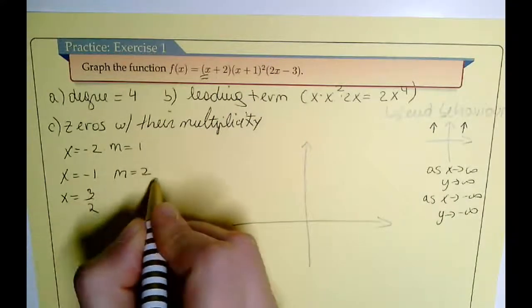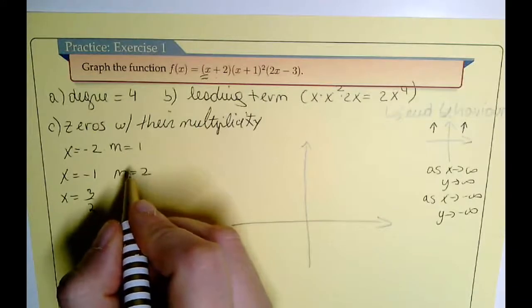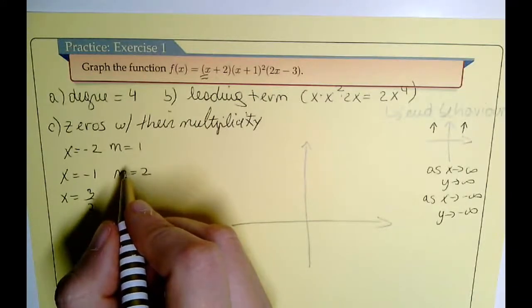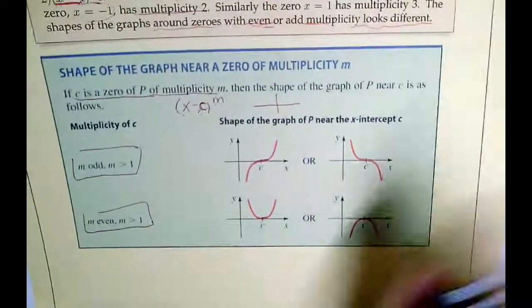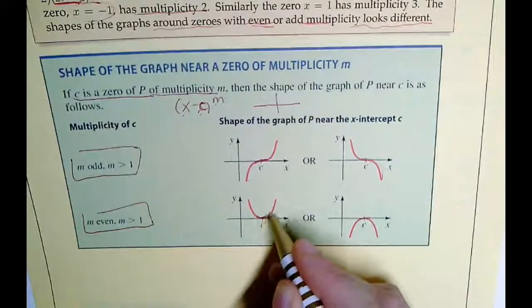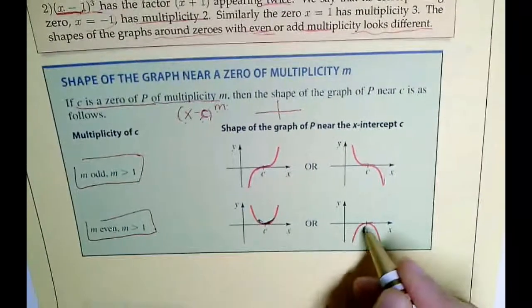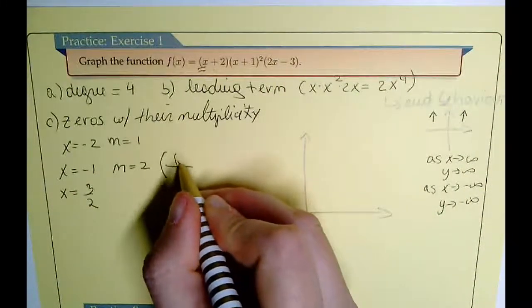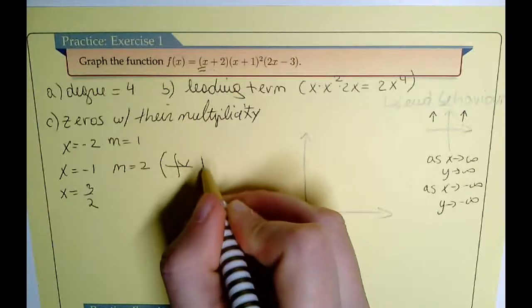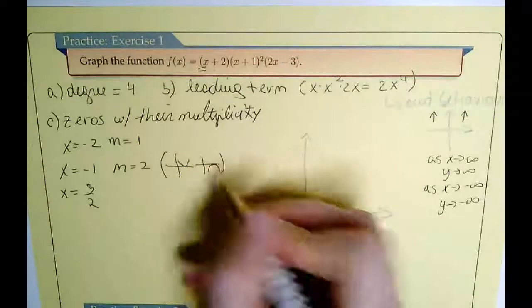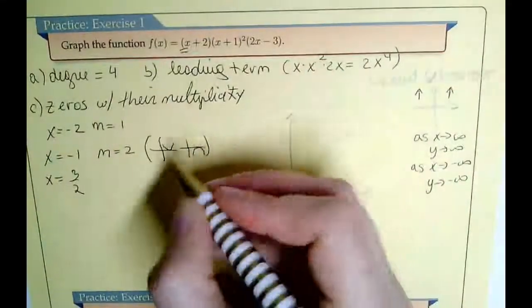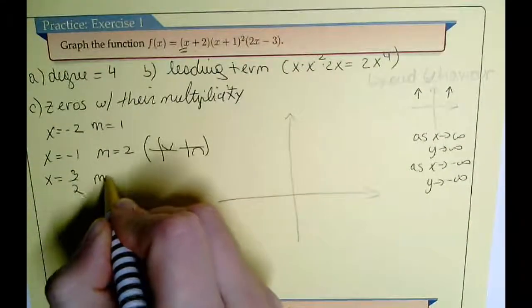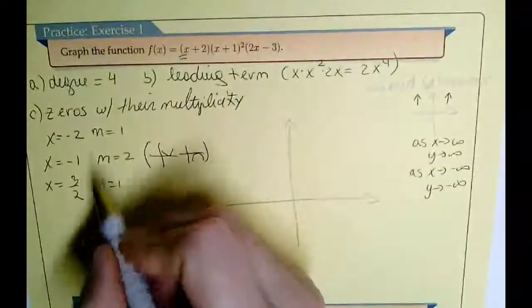If it's multiplicity 2, that's an even multiplicity. So if it's an even multiplicity, it's going to touch just like that. So it's either going to touch like that or touch like that. So let's make a note right here. So it's either going to touch like this or touch like that. And then for this one, the multiplicity is 1. So it's straight up going to cross.